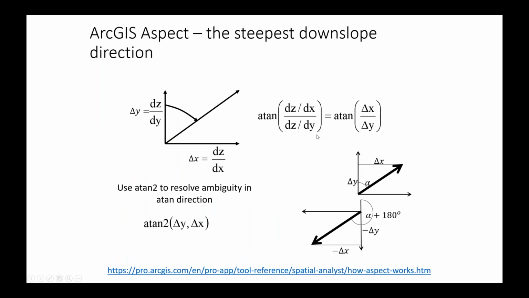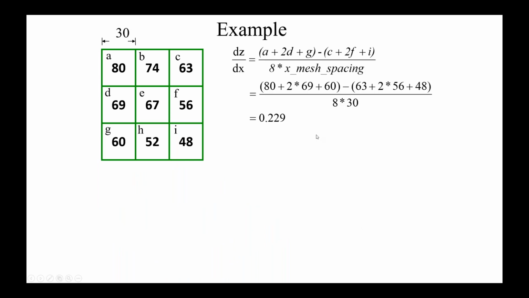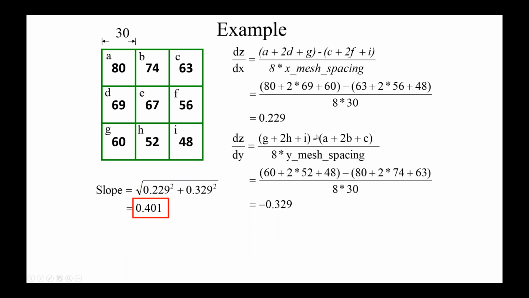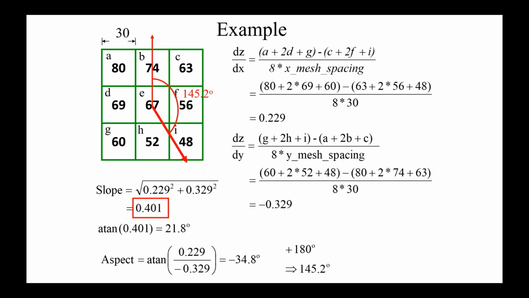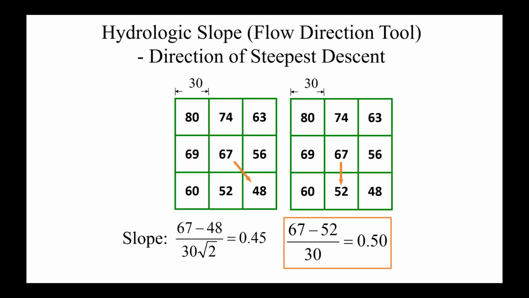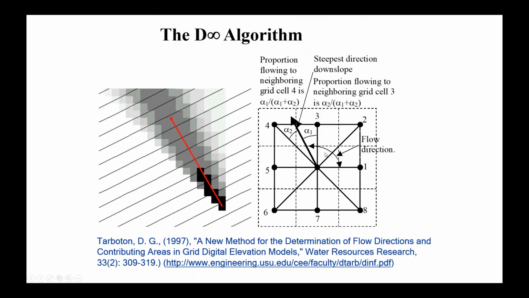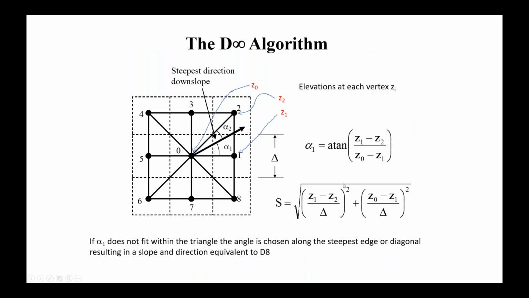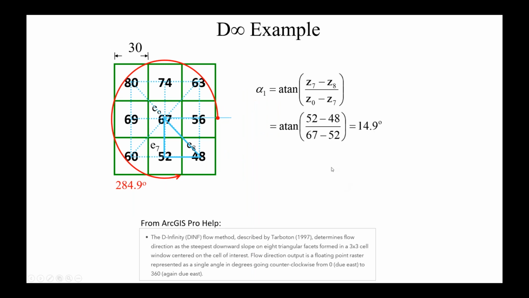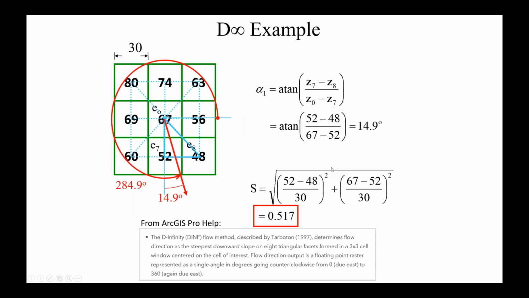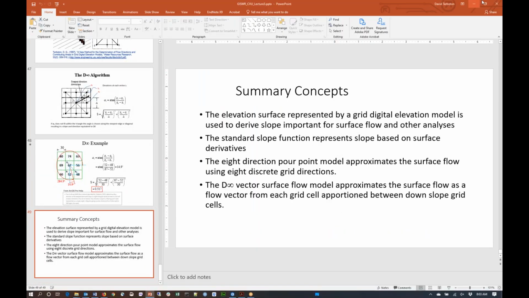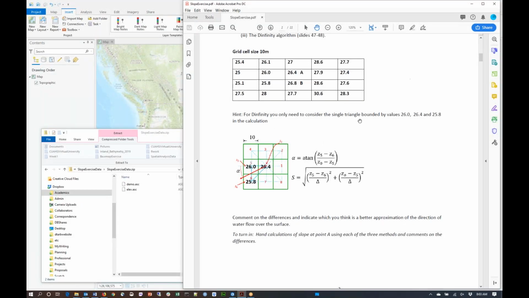This is a calculation of the corresponding aspect from that. And then the next slide actually steps you through an example. You should use these formulas with the data that's provided in the exercise. Then there's the calculation of hydrologic slope, which is the direction of steepest descent. And again, do these calculations with the data provided. And then there's a hand calculation of the d-infinity slope following the formulas given here. And again, you should follow the example that's given. So those are the slides that you should be referring to. I'm now going to close PowerPoint.